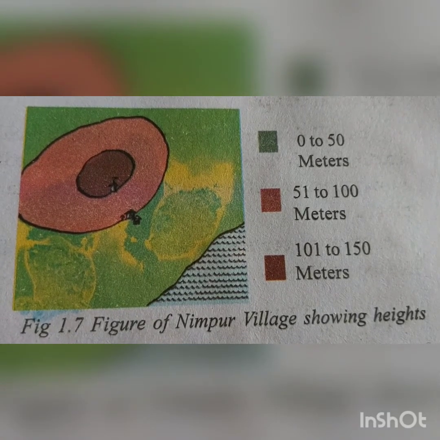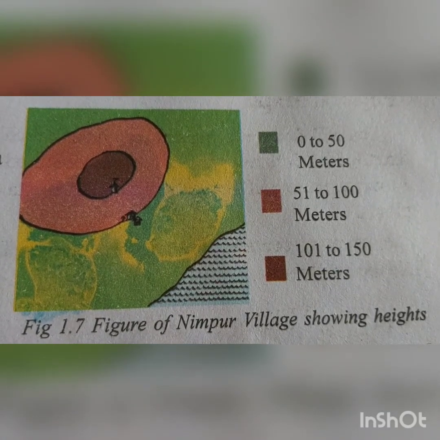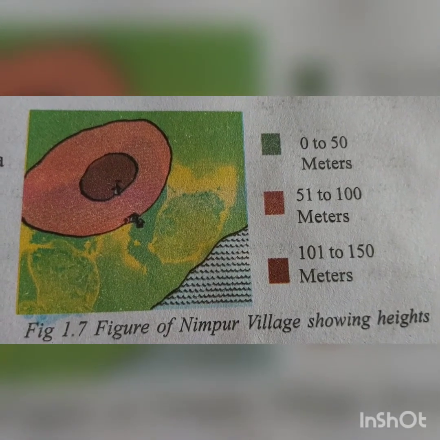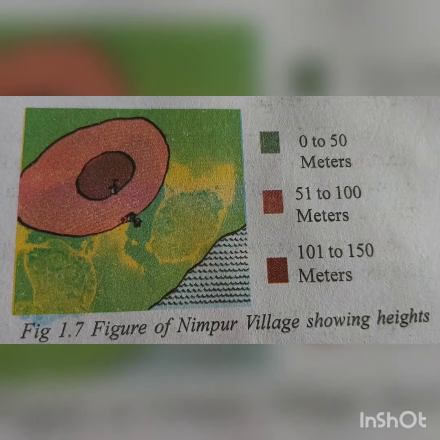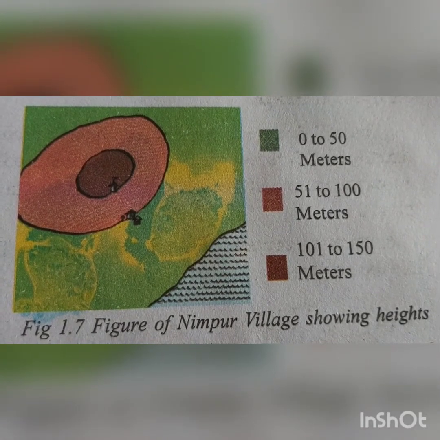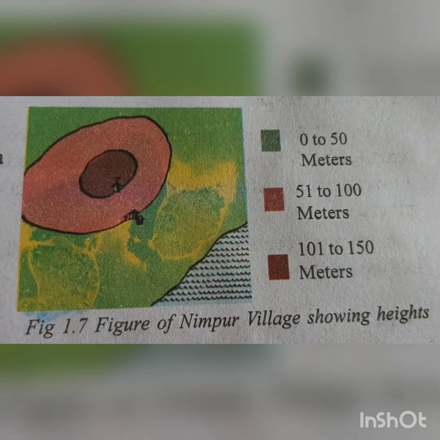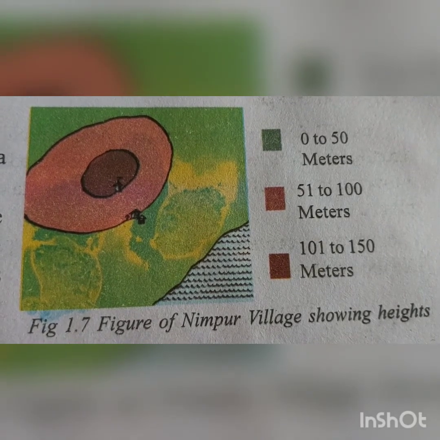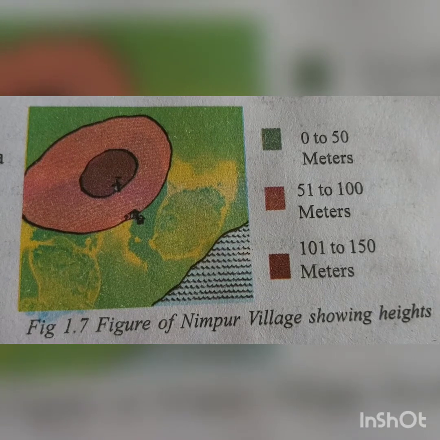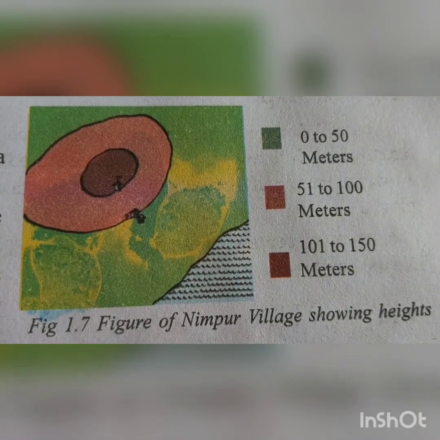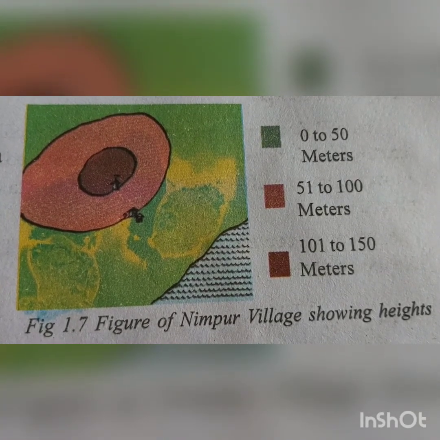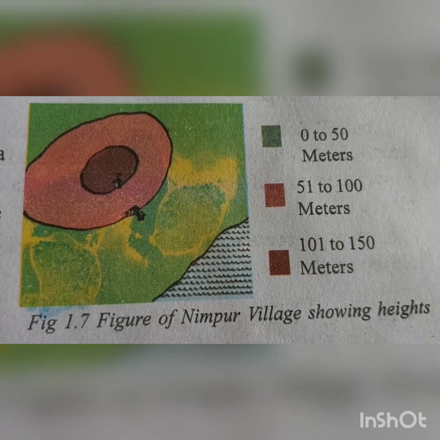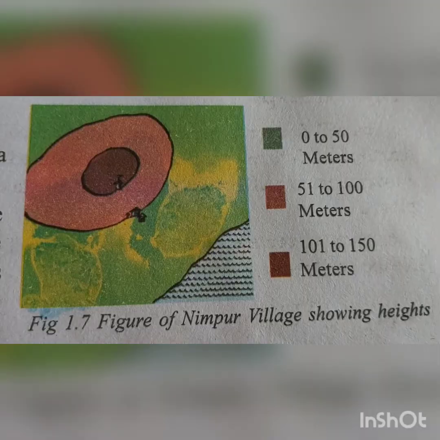Physical features, when you're showing, you have to show it with the help of color, so that when someone looks at your map, or when you look at any physical feature map, you will come to know that dark brown is a mountainous area or an area which is above 101 meters, and light brown is for area above 51 meters, and wherever it is green color, it is above sea level, that is 0 to 50 meters.